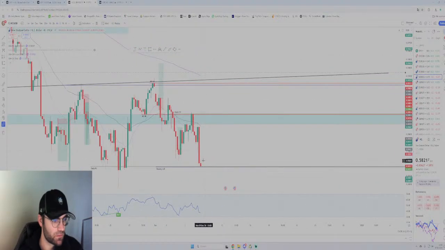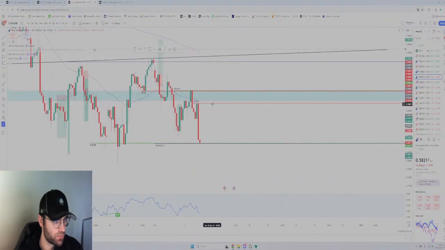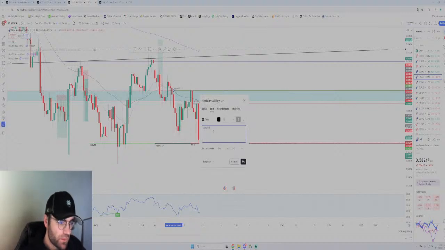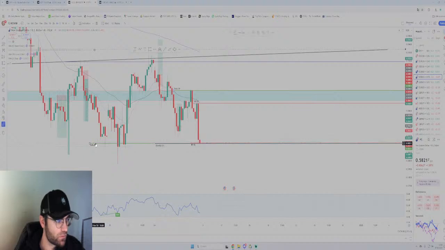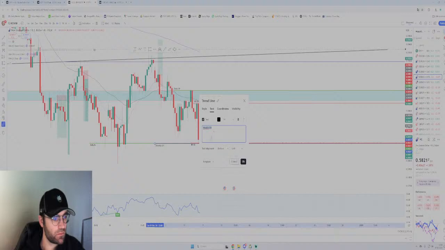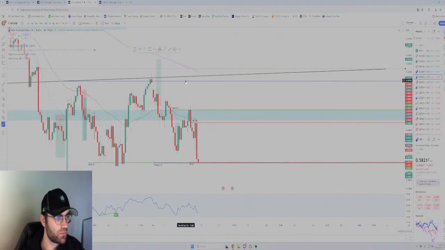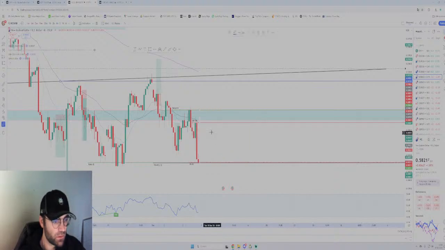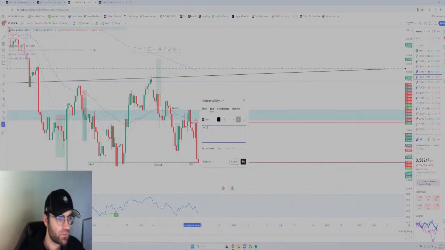All right, 4-hour is bearish, obviously, as well. So this is the lower high. This is the lower low. Weekly lower low. Weekly lower high, and this is the 4-hour lower high.